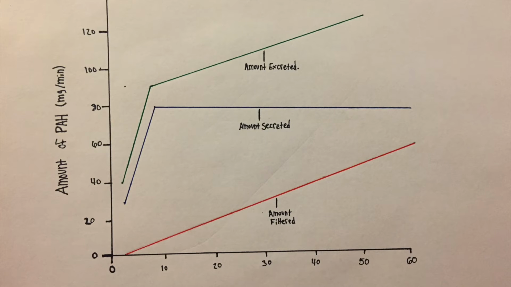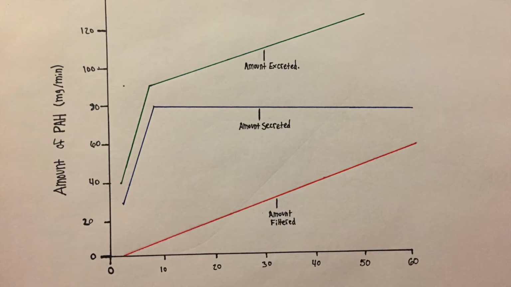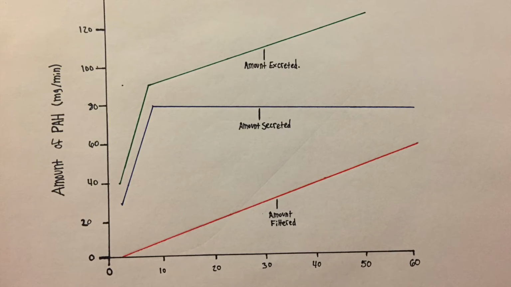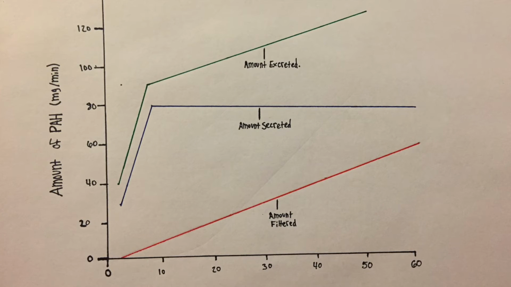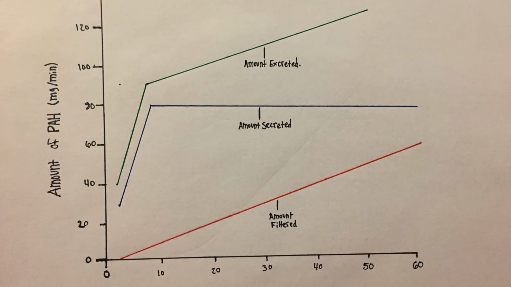To find the transport maximum of PAH, we look at where the amount of PAH secreted plateaus. The reason this is a transport maximum is because the plateau represents the maximal amount of PAH being secreted by the renal tubules. I have a question.